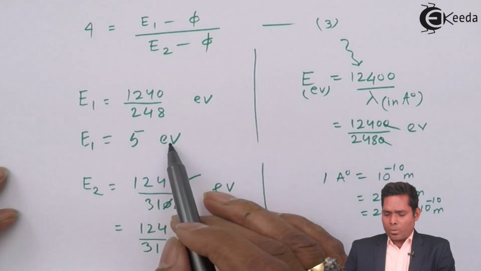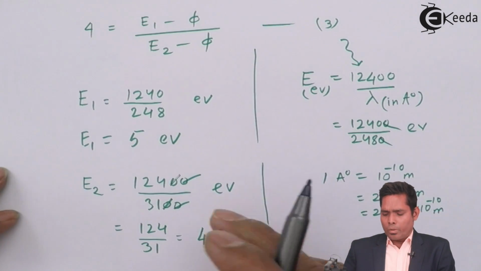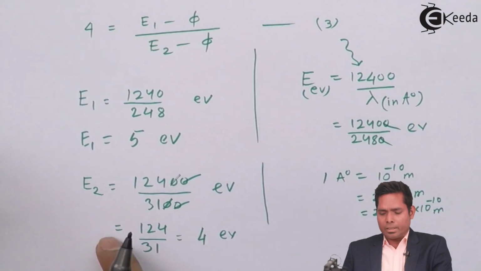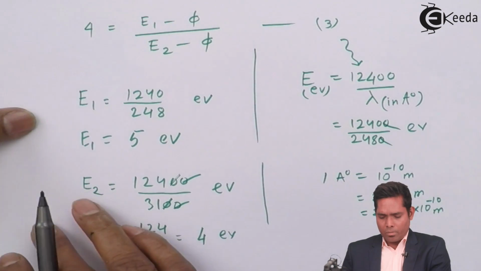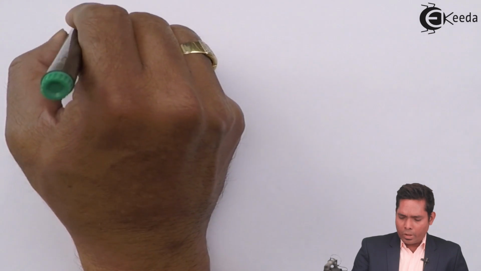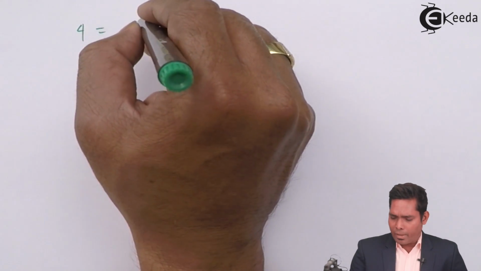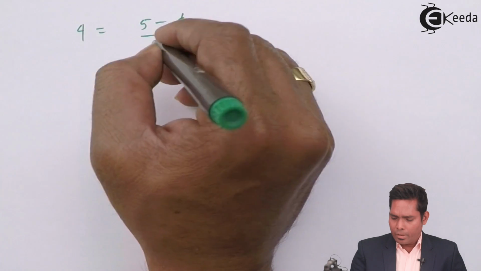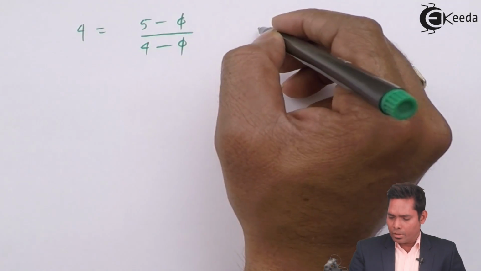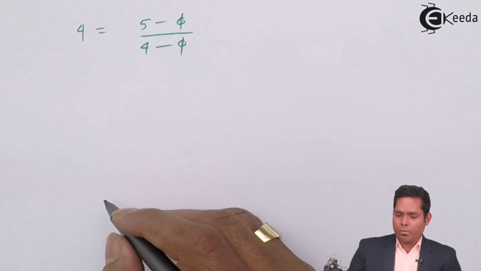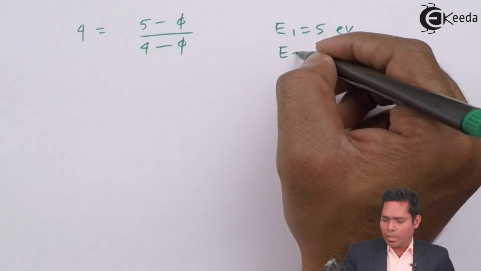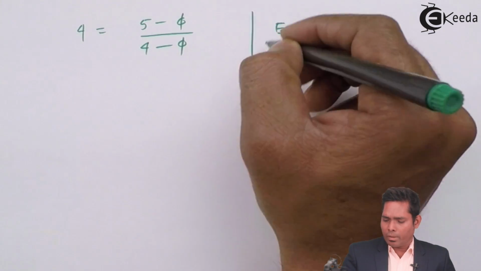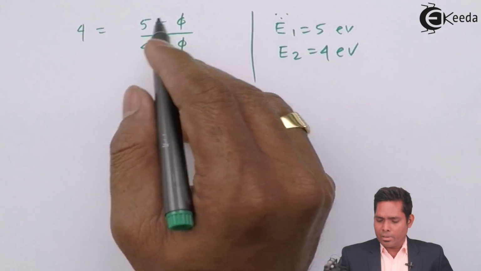Now this is 5 electron volt and this is 4 electron volt. We will substitute these values over here and see what we get. So substituting this value of E1 and E2 in equation number 3, what will you get? 4 equals E1, the E1 value we got as 5, 5 minus phi divided by 4 minus phi. This is equation number 3. After you substitute the value of E1 as 5 electron volt and E2 as 4 electron volt that we have got, you will get this.